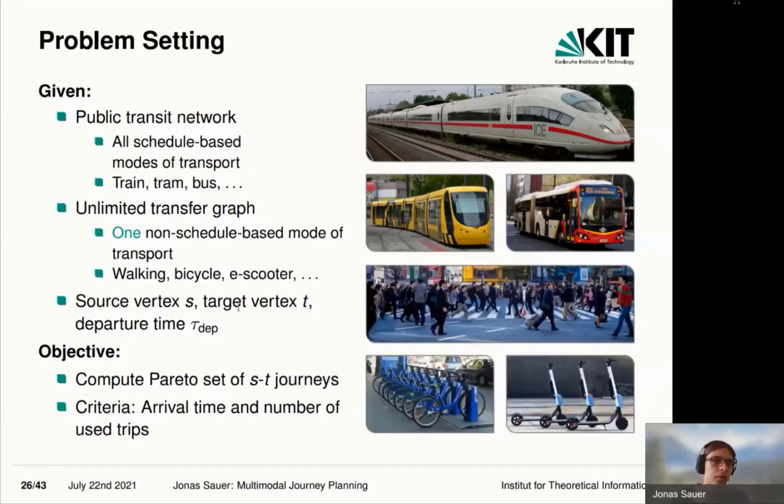And now we have our usual earliest arrival problem. Well, not quite the earliest arrival problem. We have a source vertex and a target vertex and a departure time, and we want to compute a Pareto set according to arrival time and number of used trips. We restrict ourselves to these two criteria for now.